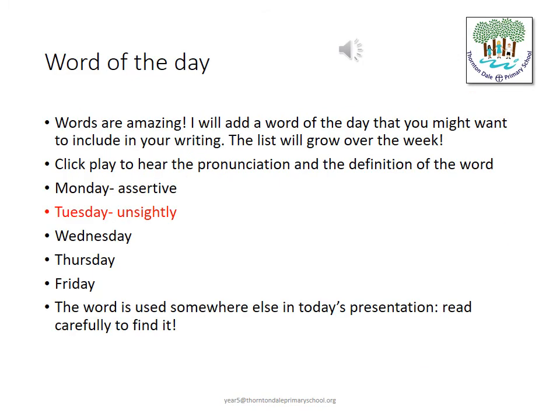Is unsightly. If something is unsightly, it's something that you do not want to see, not nice to look at. That's unsightly.